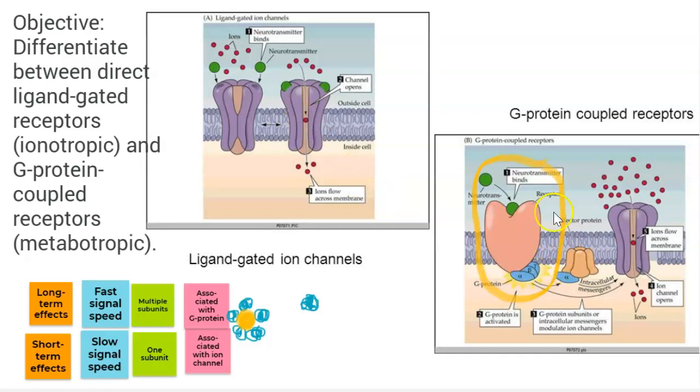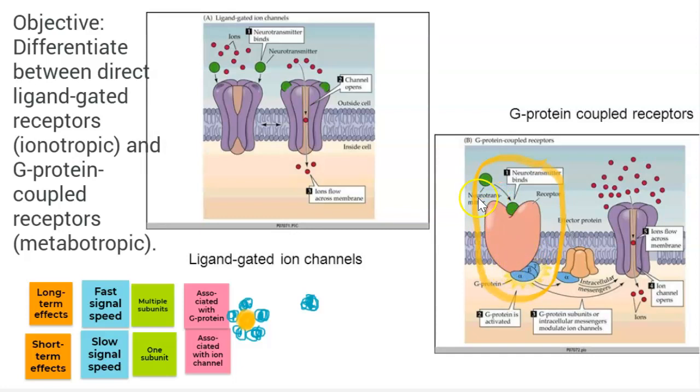The G-protein coupled receptor is a little more complicated, and I've drawn this circle around here because in this image, this is the same receptor, it's just closed or open. In this one, this receptor is different than this particular channel. The G-protein coupled receptor is affecting this channel. So it can affect ion channels, but it is not directly associated with an ion channel.